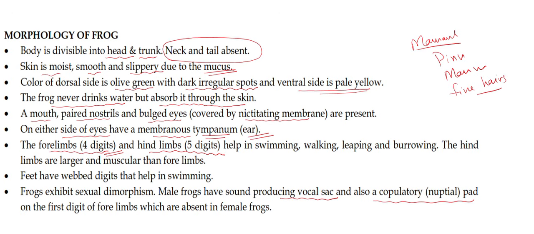And all the fingers are webbed for swimming. So feet have webbed digits that help in swimming. Then they exhibit sexual dimorphism. As I told already, male frogs have a vocal sac and nuptial pad, which is absent in female frog. This is regarding the external morphology of frog.